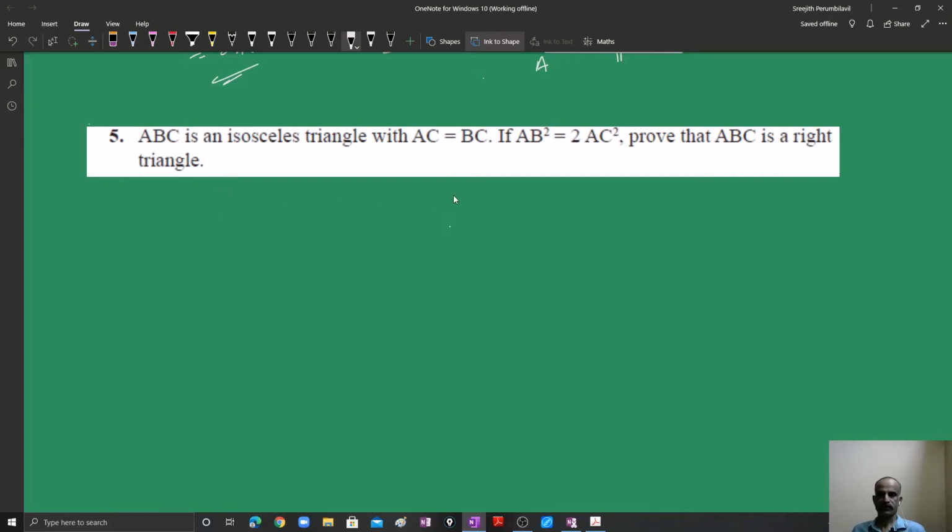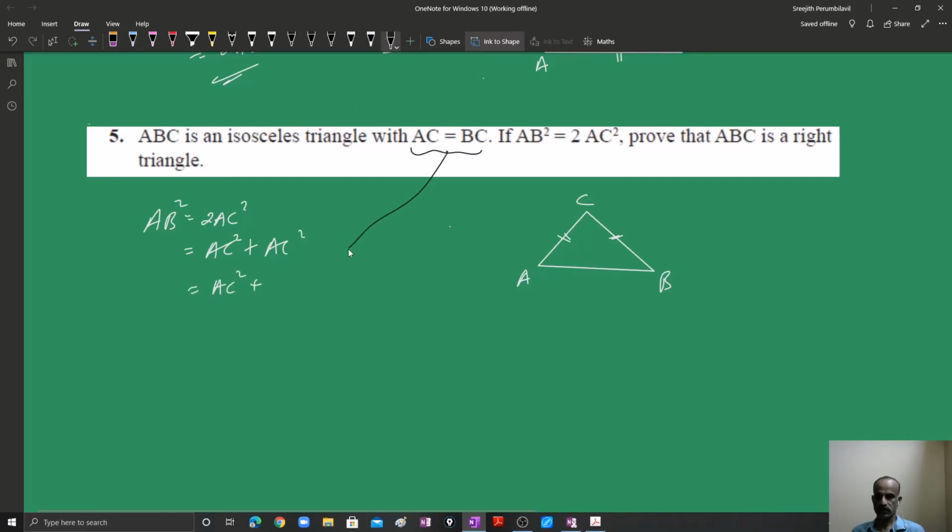Okay, fine. So what is given? That ABC is a triangle, AC is equal to BC. These two are equal, and it is given that AB square is equal to 2 AC square. This is the reverse of the previous question. 2 AC square is the same as AC square plus BC square, since one of the AC is converted to BC.